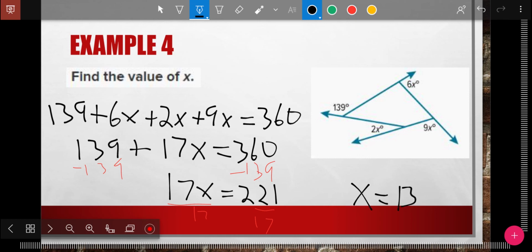Now, it's geometry, so I have to ask, am I done? The question asks you for x. So you don't have to plug back in because it only asked you for x. And so, yes, you're done.